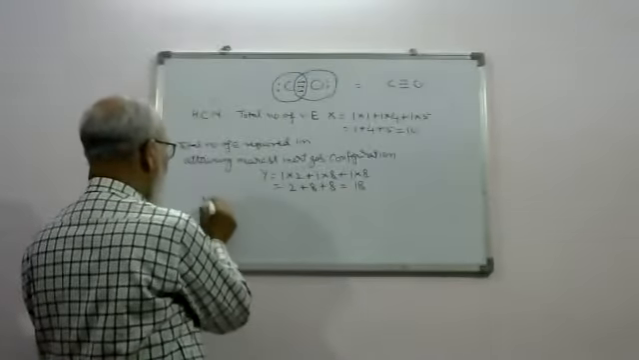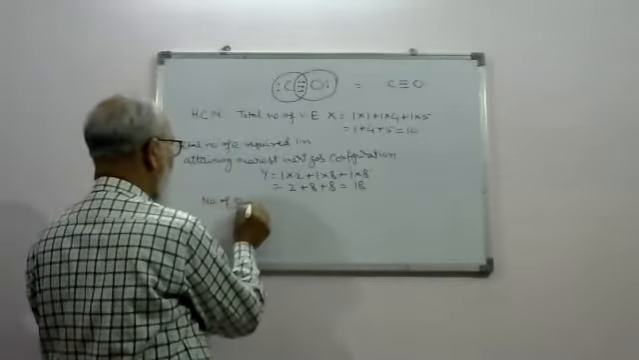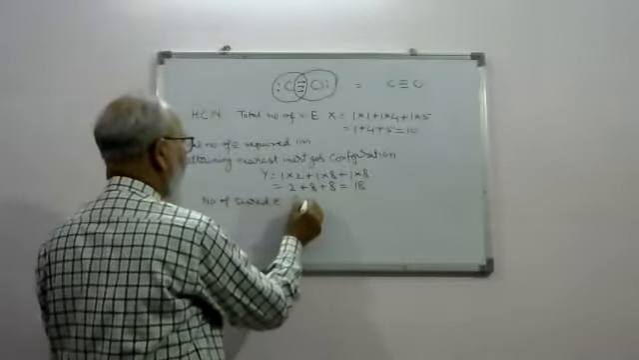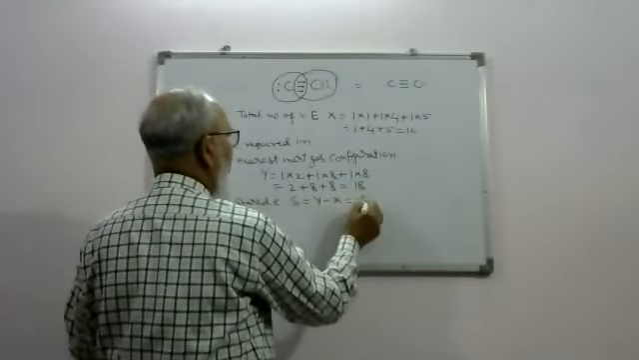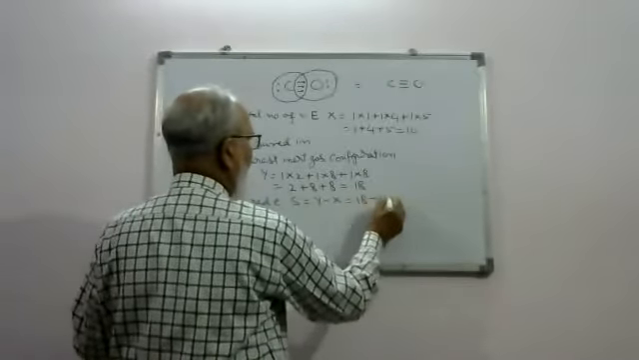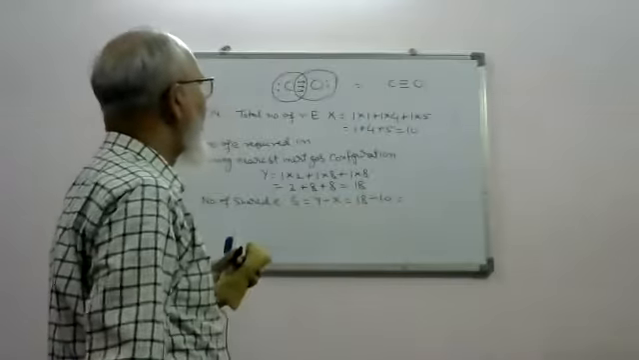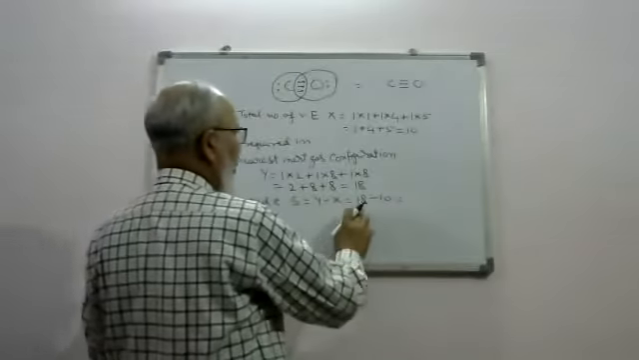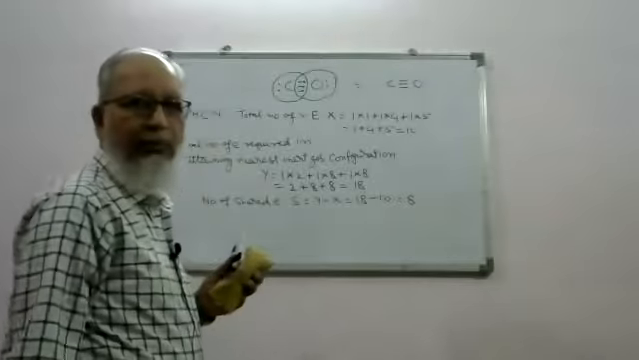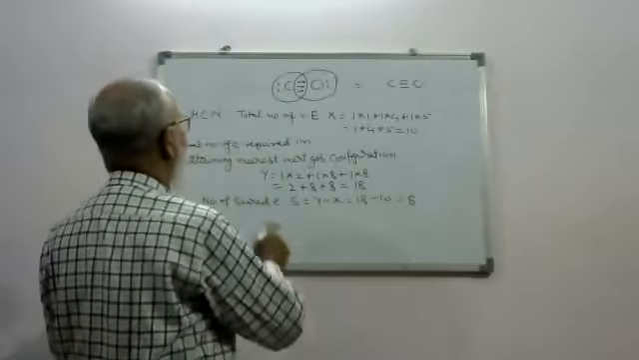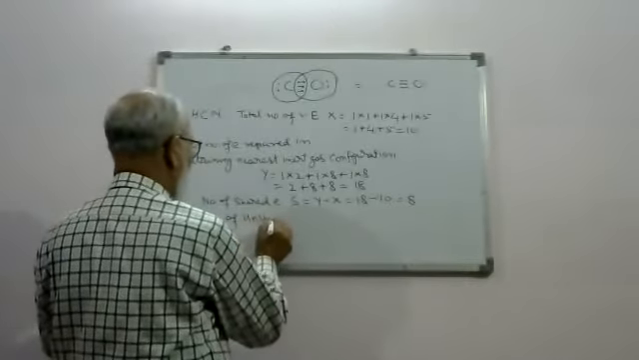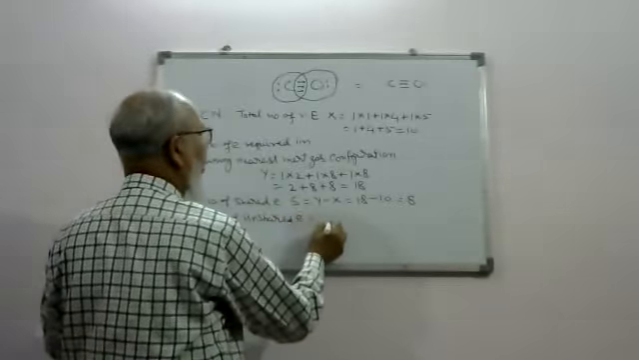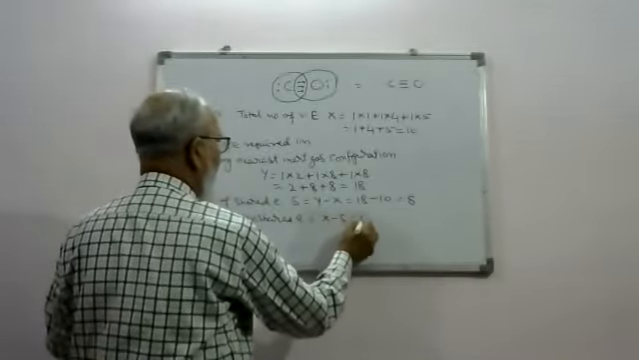Number of shared electrons S is equal to Y minus X. This is equal to 18 minus 10, and this will be equal to 8. Number of unshared electrons will be equal to X minus S. This is equal to 10 minus 8, which is equal to 2.